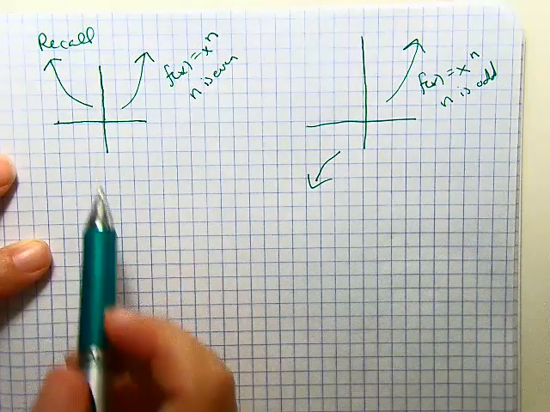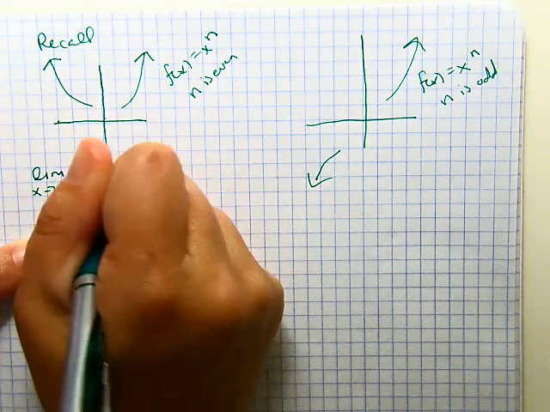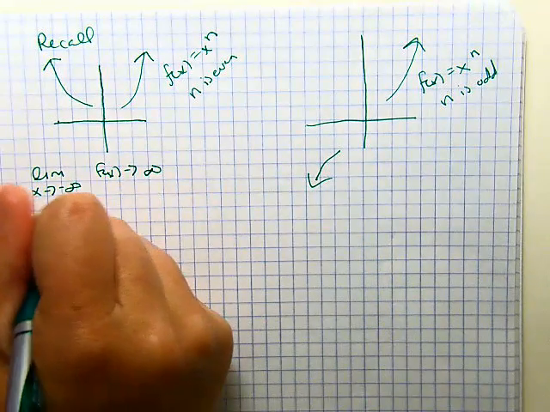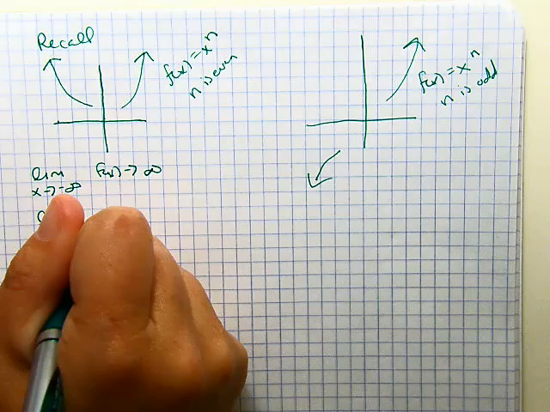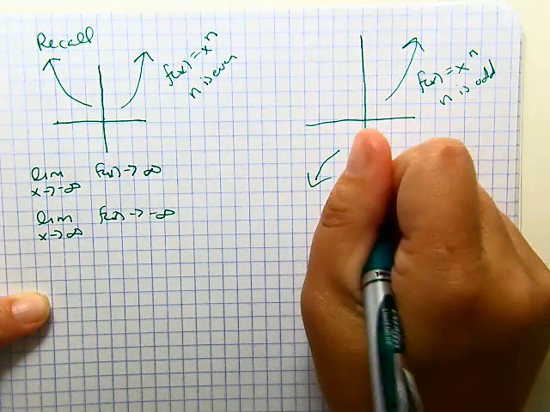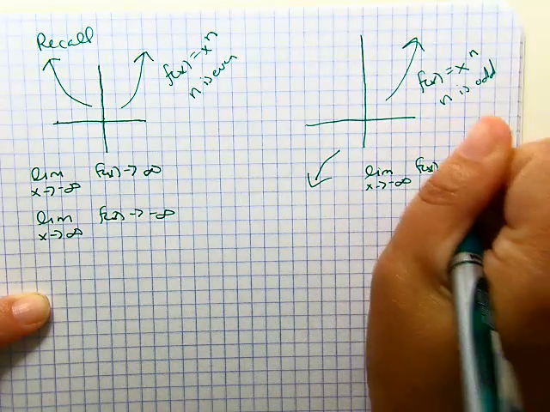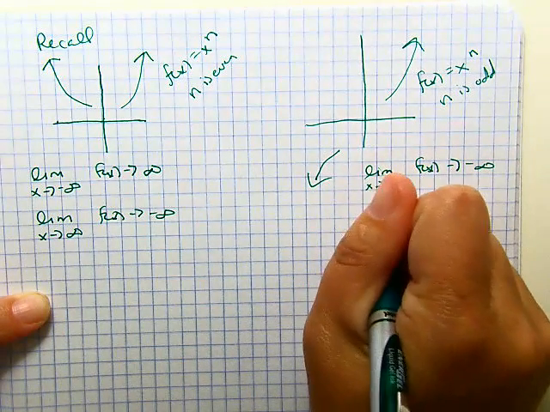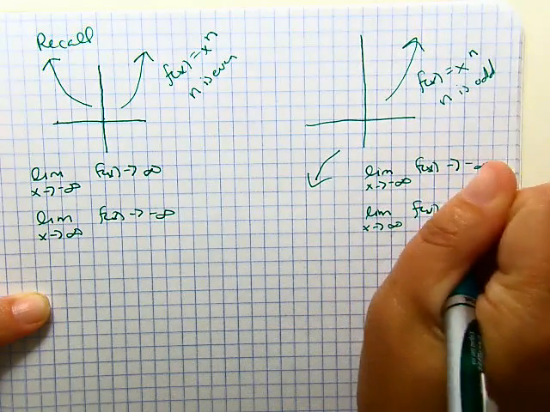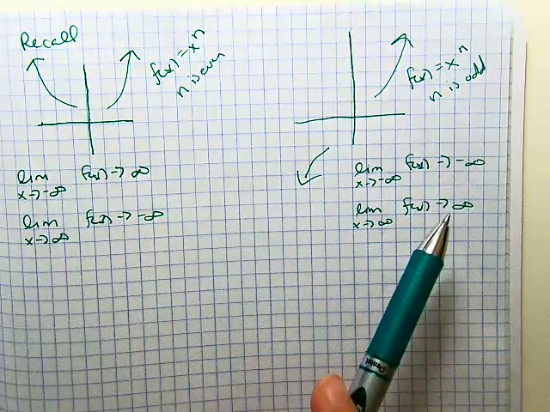And so our limits of these functions: here, the limit as x approaches negative infinity, f of x approaches infinity, and the limit as x approaches infinity, f of x approaches infinity. Here, the limit as x approaches negative infinity, f of x approaches negative infinity, and the limit as x approaches infinity, f of x approaches infinity. And so these were for even powered functions and odd powered functions.